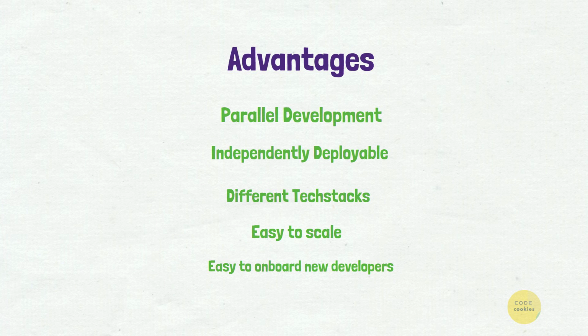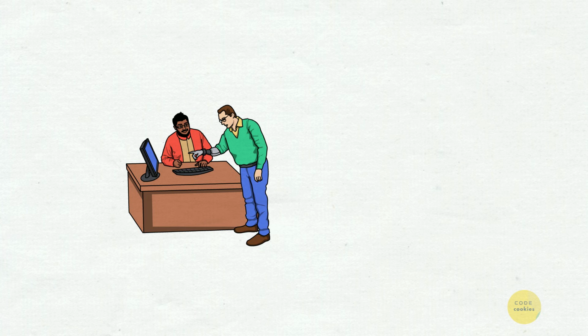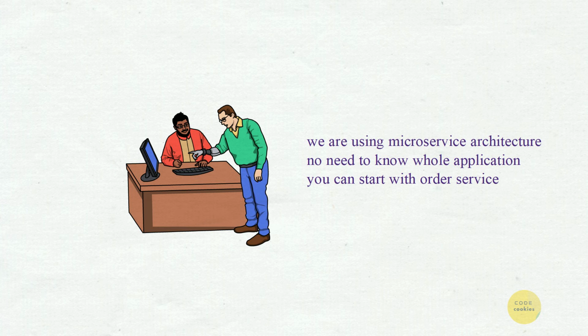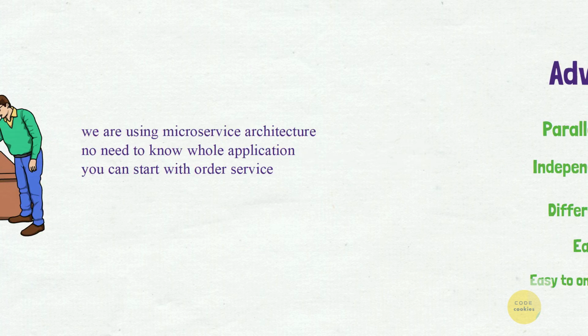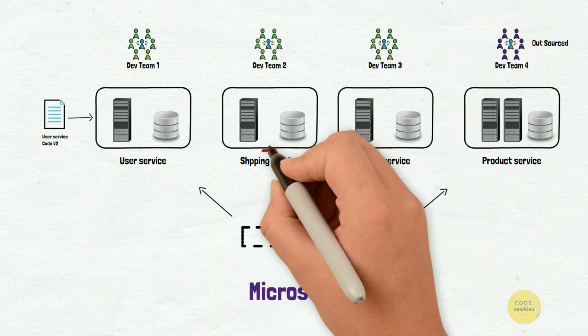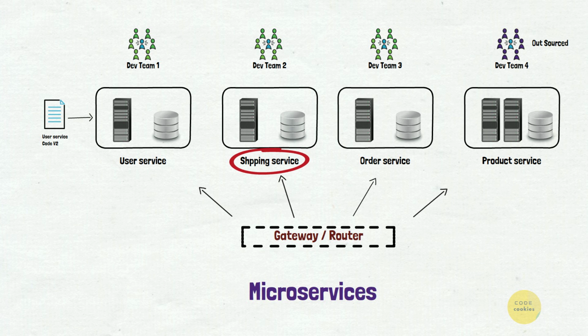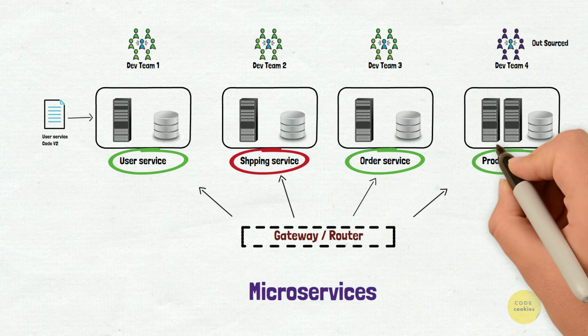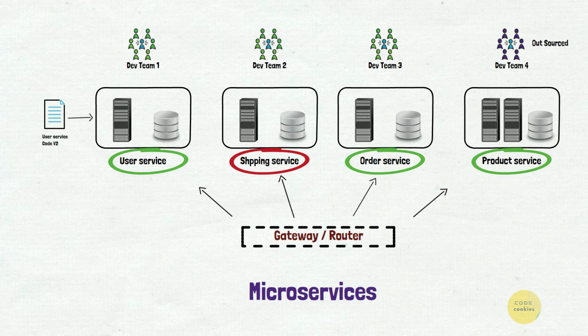And the next advantage is it is easy to onboard new developers. If someone is coming as a new developer in the team, they need not know the whole application. If they get the knowledge of the microservice part which they are working on, that will be enough. And the final advantage that we have is no single point of failure. For example, if we have some runtime bug in the shipping service which is causing the server to crash, only the shipping microservice will be affected and all the other microservices should function as expected.